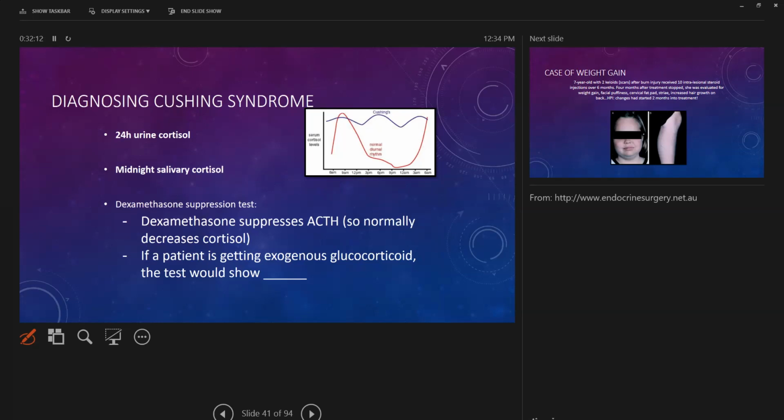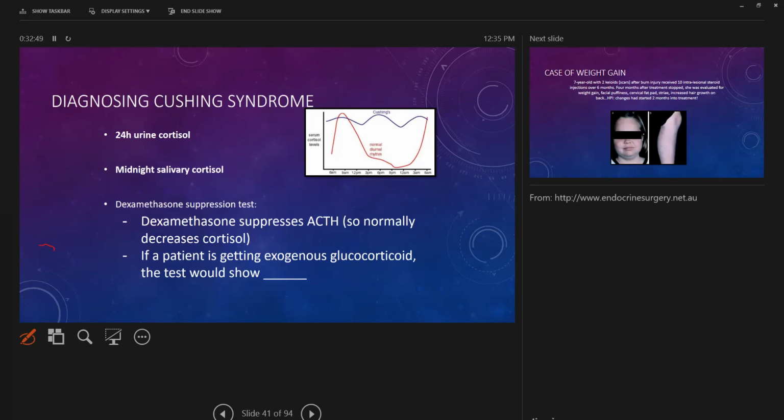Well, we could get that kind of triad of stuff, and then we would want to investigate with a 24-hour urine cortisol and or a midnight salivary cortisol. So those are two tests that we can use. There's also this test called the dexamethasone suppression test. When you give dexamethasone, you should normally decrease the amount of cortisol in the body, because the body senses the dexamethasone and says, ooh, I don't need steroid.